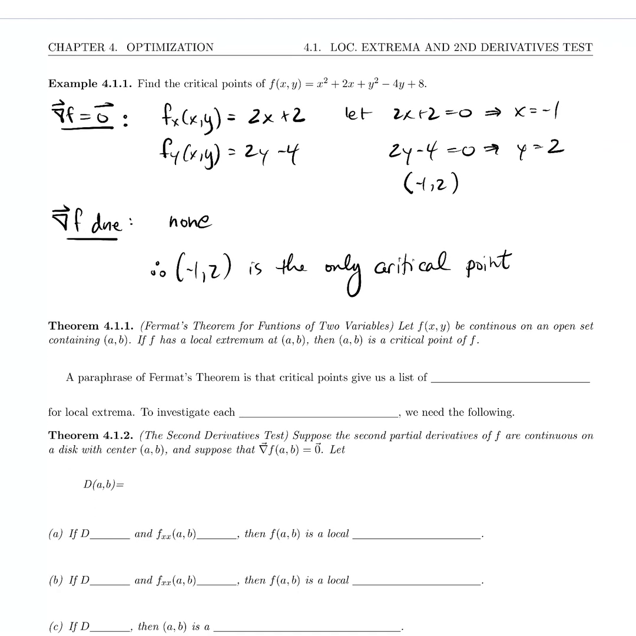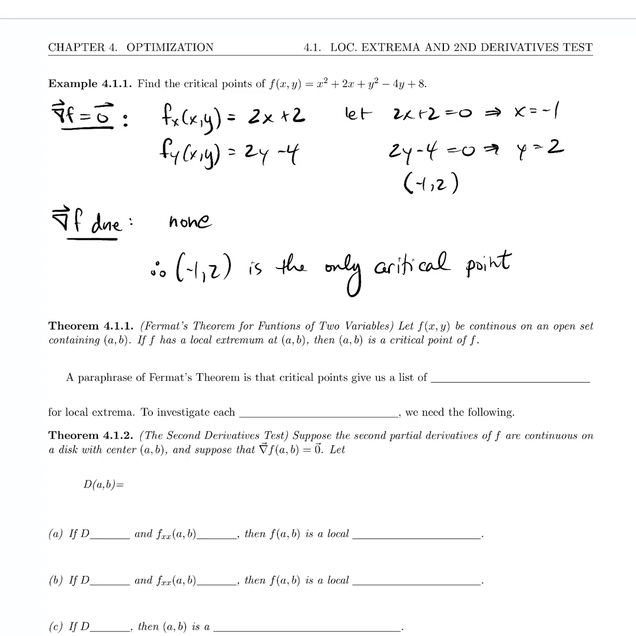Theorem 4.1.1. Fermat's theorem for functions of two variables. Let f of (x, y) be continuous on an open set containing (a, b). If f has a local extremum at (a, b), then (a, b) is a critical point of f.